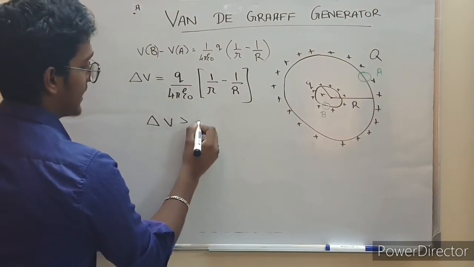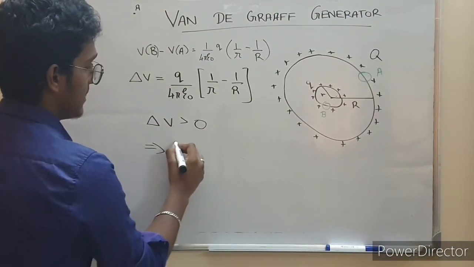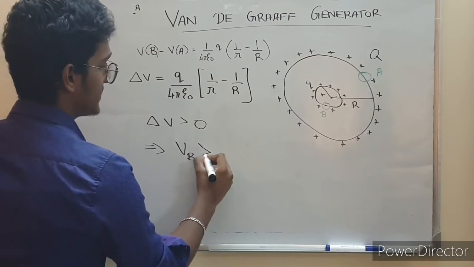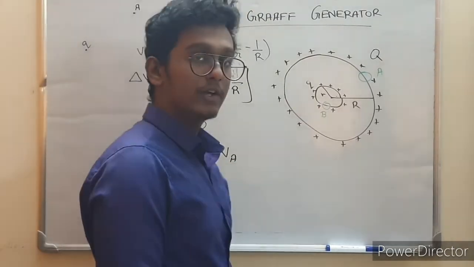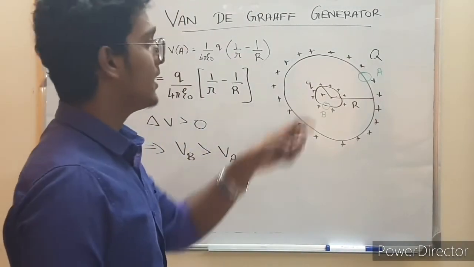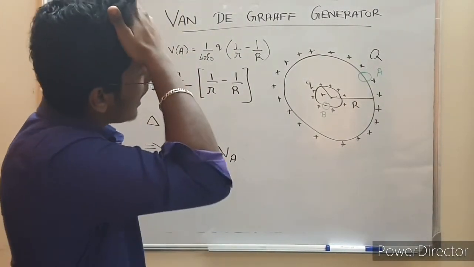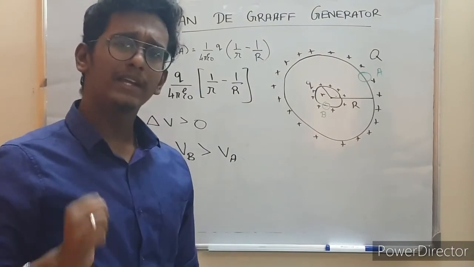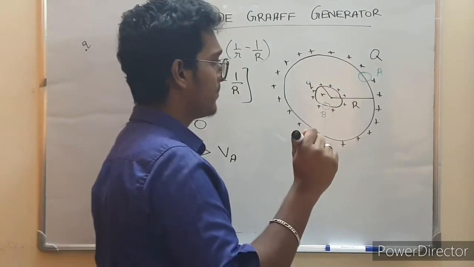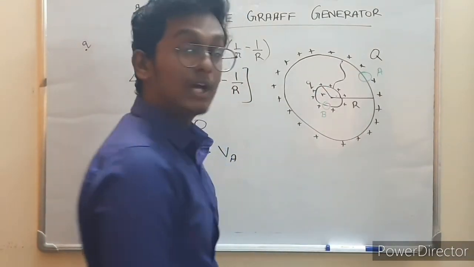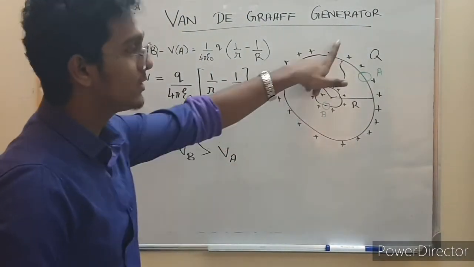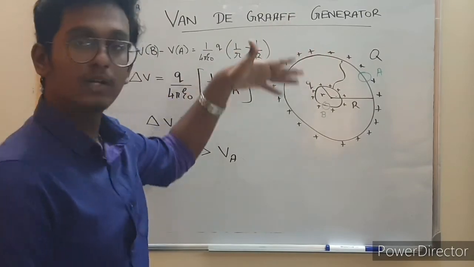Potential difference is greater than 0, which implies potential at point B is greater than potential at point A. That means the inner sphere is at a higher potential than the outer sphere. So now, since we have proved this, if you bring in a conductor or a wire and you connect them in this way, charges will start to flow from here to there. It's just opposite of what we thought.